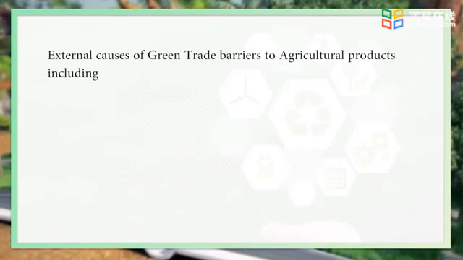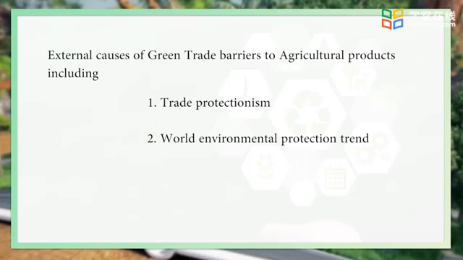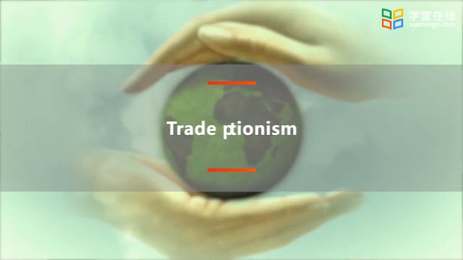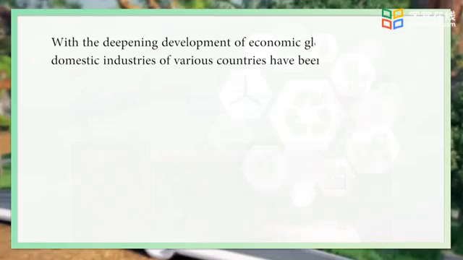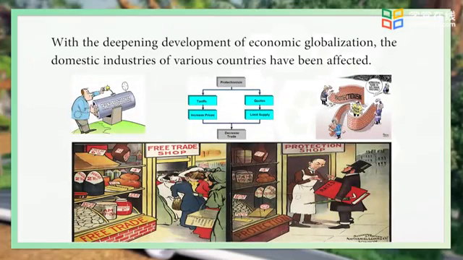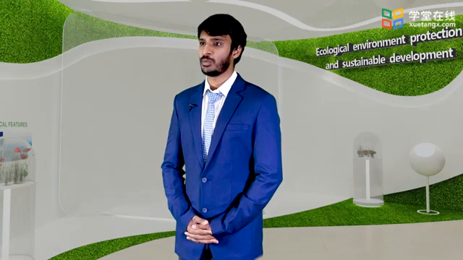External causes of green trade barriers include number 1, trade protectionism, and number 2, world environmental protection trend. Trade protectionism. With the deepening development of economic globalization, the domestic industries of various countries have been affected. In order to find new trade protection measures and protect their economic interests, developed countries take advantage of their technological advantages and environmental protection trends to set up green trade barriers.